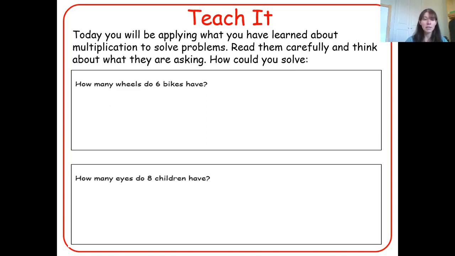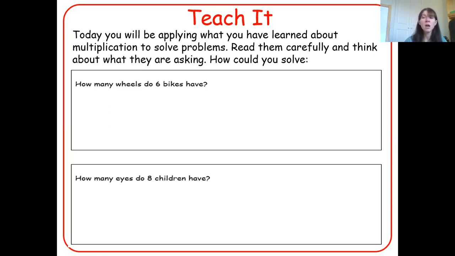The second one says, how many eyes do 8 children have? How many eyes do 8 children have? So what do we know? The question is asking us about eyes, and it's asking us about 8 children. So how many eyes do we have? That's right, 2. So you need to do 2 8 times, or 8 lots of 2.